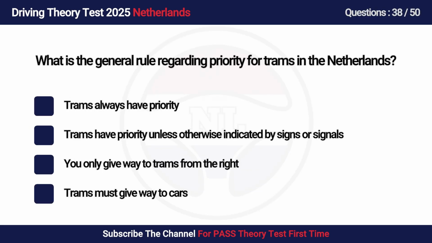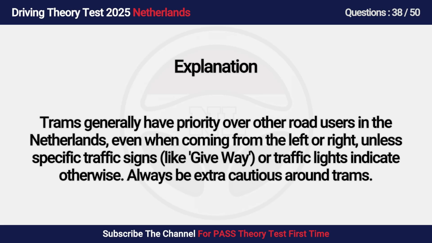Question 38. What is the general rule regarding priority for trams in the Netherlands? A. Trams always have priority. B. Trams have priority unless otherwise indicated by signs or signals. C. You only give way to trams from the right. D. Trams must give way to cars. Answer is B. Trams have priority unless otherwise indicated by signs or signals. Trams generally have priority over other road users in the Netherlands, even when coming from the left or right, unless specific traffic signs like give way or traffic lights indicate otherwise. Always be extra cautious around trams.